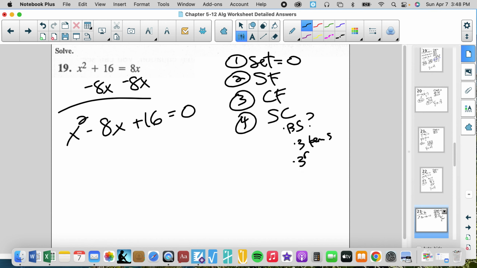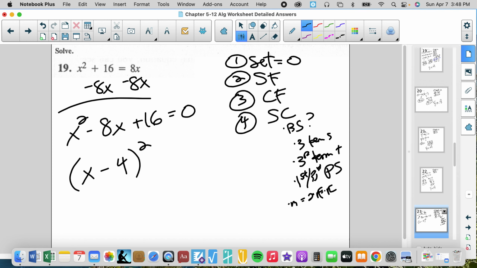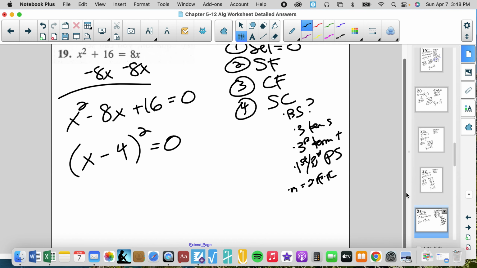I see the third term is positive. I see that first and third are perfect squares. And now let's check, is the middle equal to 2 times the square root of the first times the square root of the last? So I'm going to bring that down and square it. X times negative 4 is negative 4x. Doubled is negative 8x. So yeah.